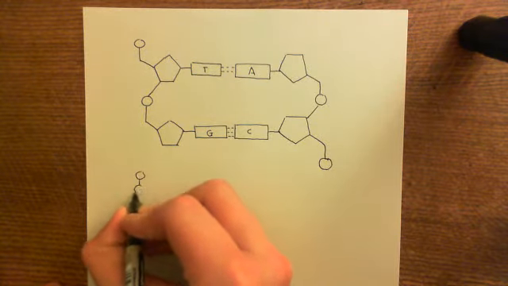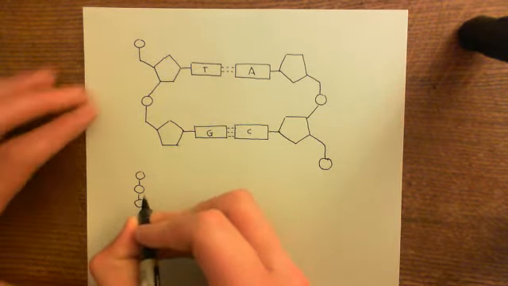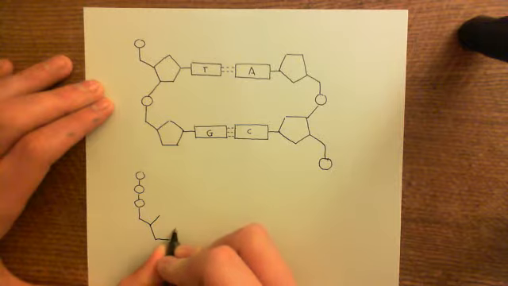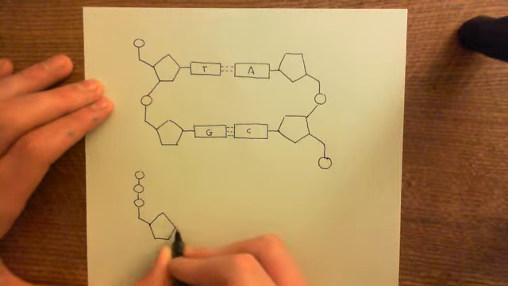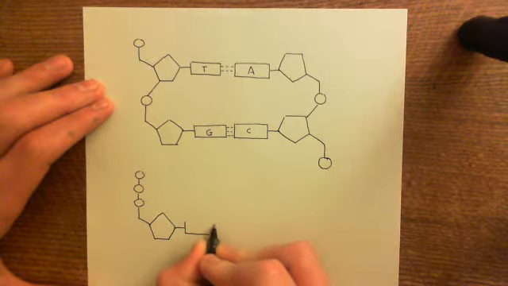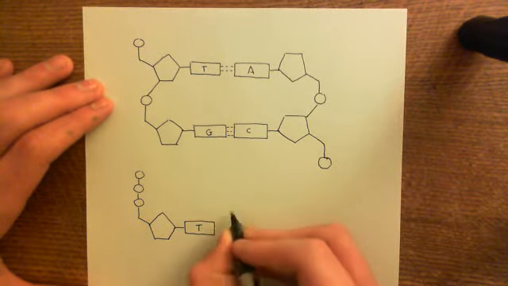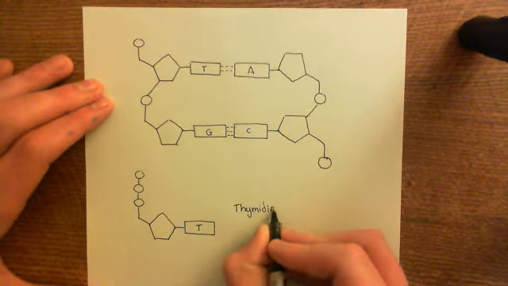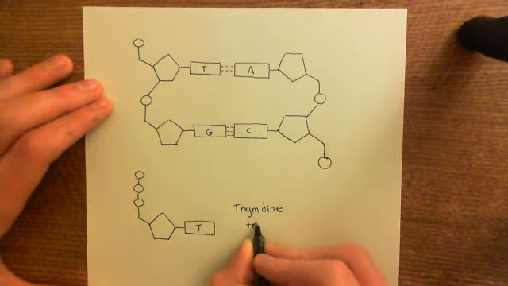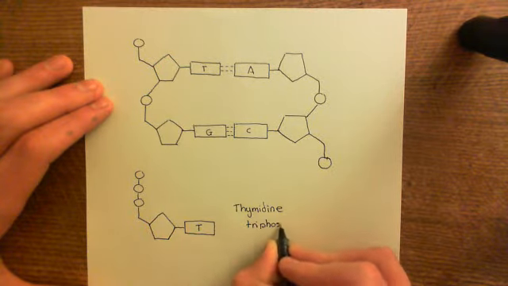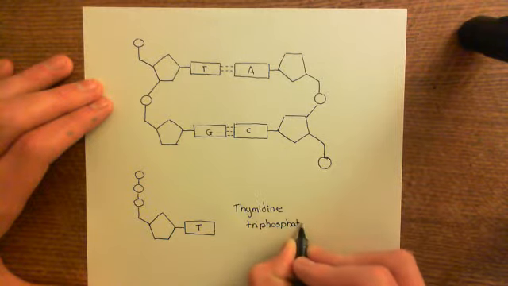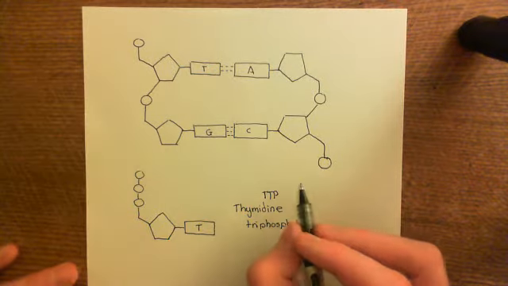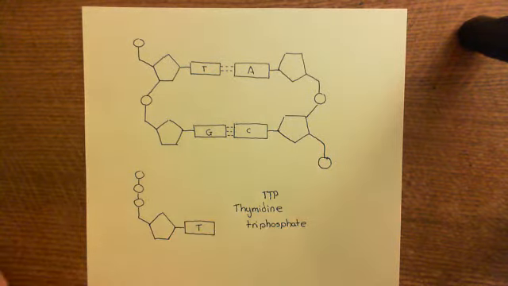Instead, what you bring along is a thymidine triphosphate. So here comes the thymidine triphosphate. This is the deoxyribose sugar down here, with the thymine organic base off the side here, and now 3 phosphate groups on. So this is thymidine triphosphate, or TTP, would be another name for it. Thymidine triphosphate, TTP.